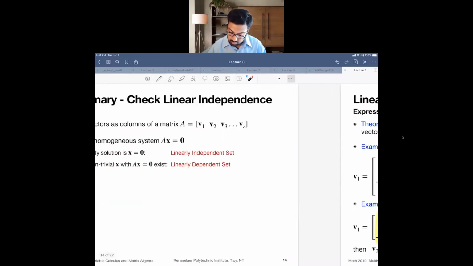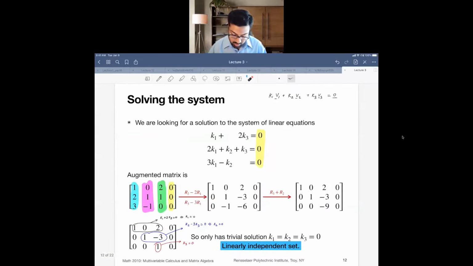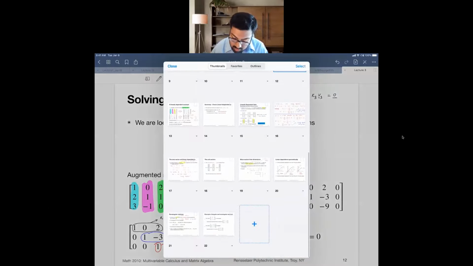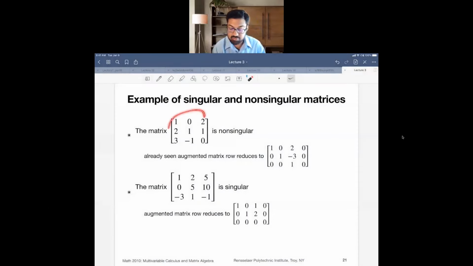If I go back to a little bit ago, give me a second here, right? That was the square matrix that we were looking at. When you form Ax equals 0, you get this, row reduced to this. When you row reduce and look at the solutions, you get the trivial solution. So if that is the only solution that is possible, then it is a linearly independent set. So the square matrix that we started off with is going to be a non-singular matrix.